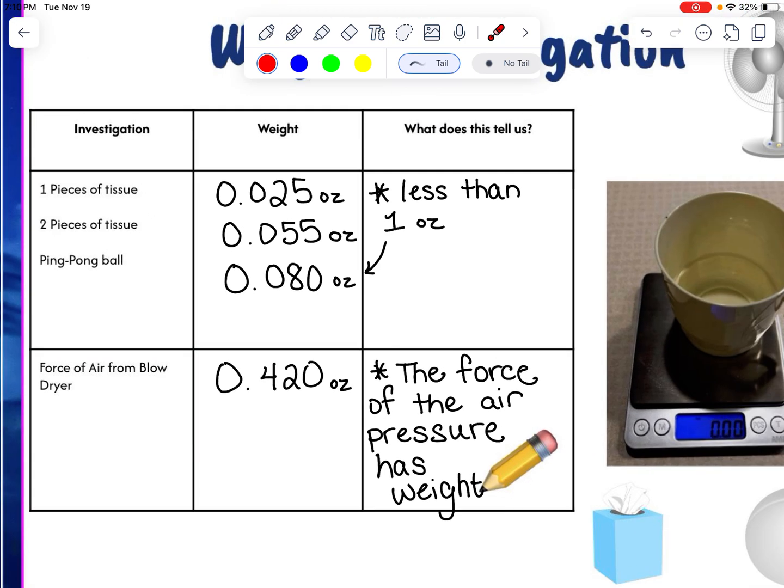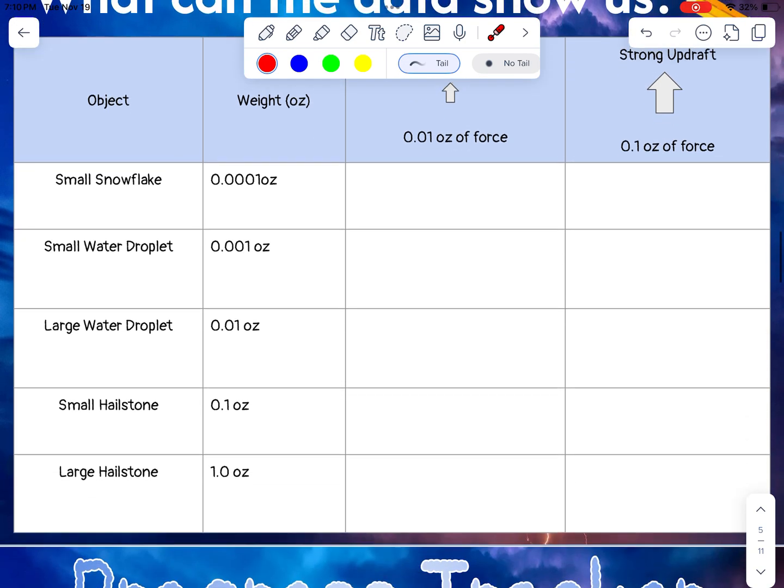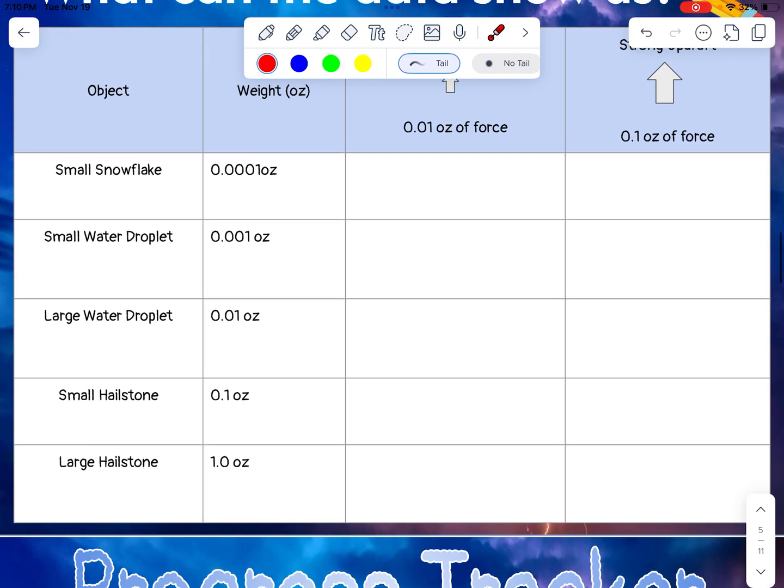We are going to use this information to look at some specific objects. So I've never considered the weight of any of these things before, okay? One little small snowflake, let's think about that. One little small snowflake weighs 0.0001 ounces.